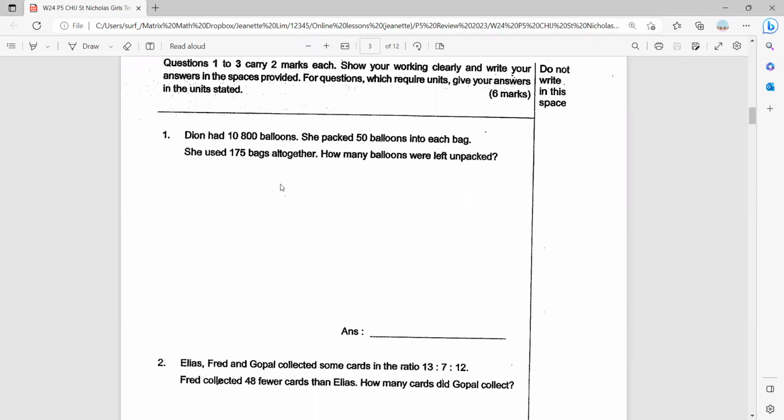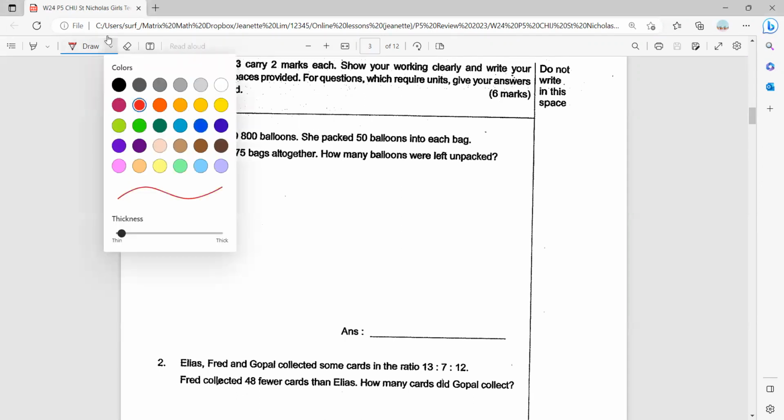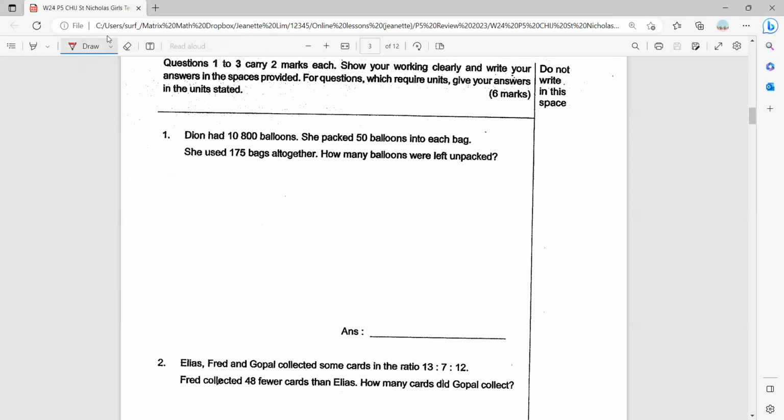Dion had 10,800 balloons. She packed 50 balloons into each bag. She used 175 bags altogether. How many balloons were left unpacked? Okay, so for the first question, she didn't pack everything. So every bag will have 50 balloons, right? And she used a total of 175 bags.